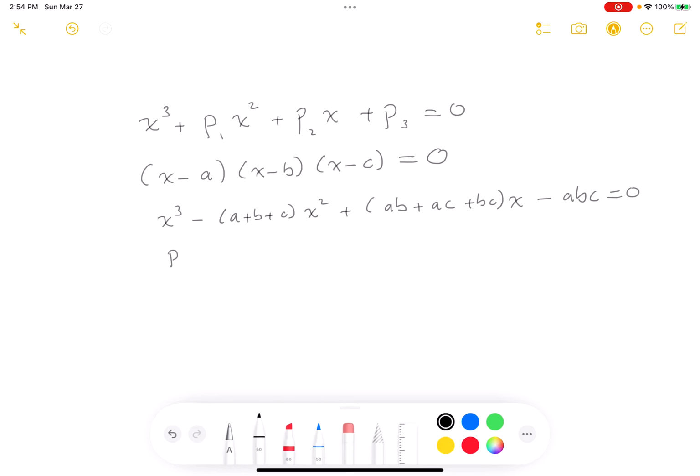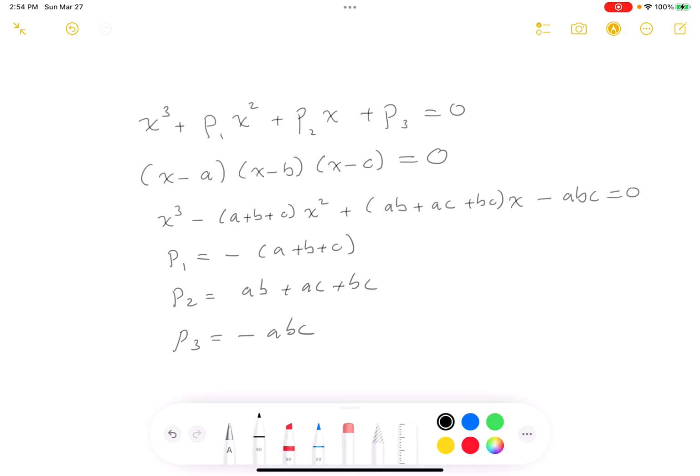So P1 would be equal to minus the quantity a plus b plus c. P2 would be equal to ab plus ac plus bc, and P3 is equal to minus abc. Then I got to get to their question. I got to get back to the computer, and this is problem number 4, right?